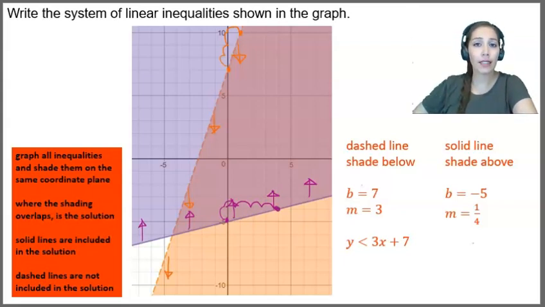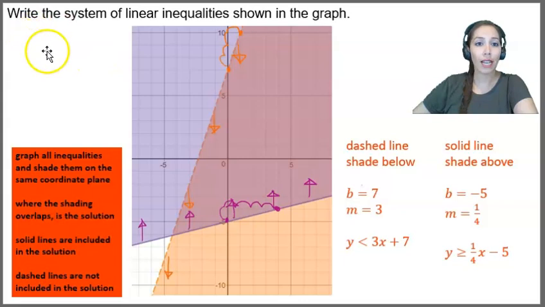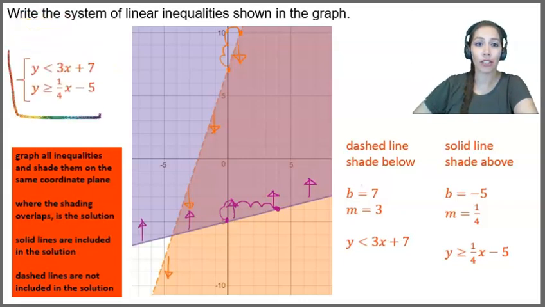Because it is a solid line, that tells me I'm going to have a greater than or equal to or less than or equal to inequality. And since I shaded above, it's going to be y greater than or equal to mx plus b, 1/4 x minus 5. So now I have my system of linear inequalities. This is my final answer for this one.